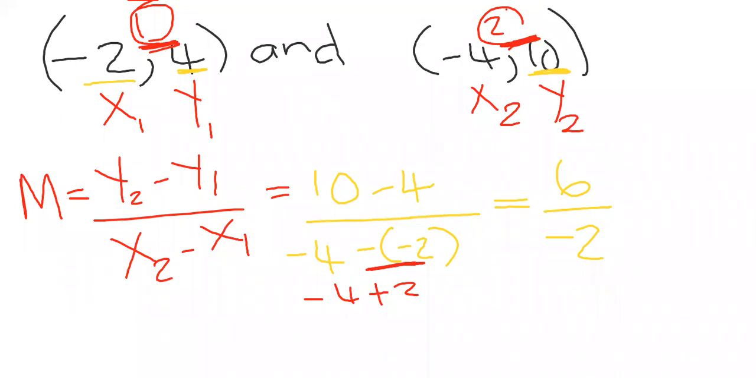So then you can work that out. 6 divided by -2, then we get -3, equals -3. So that's it. That's how we find the gradient of a line.